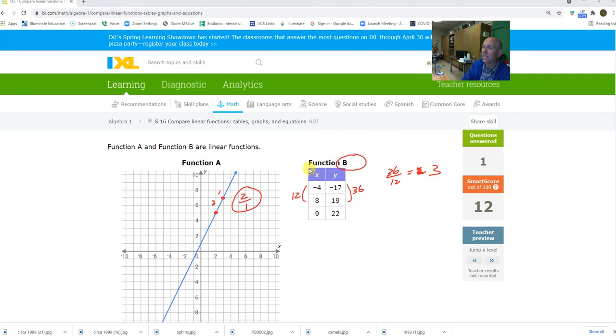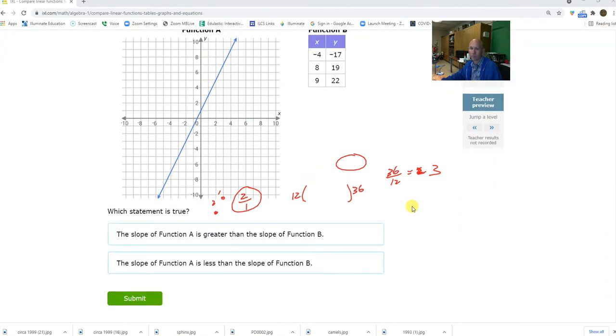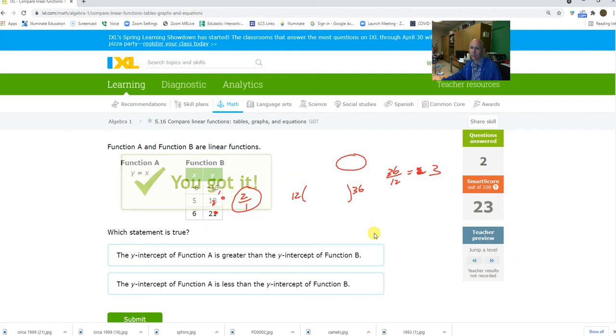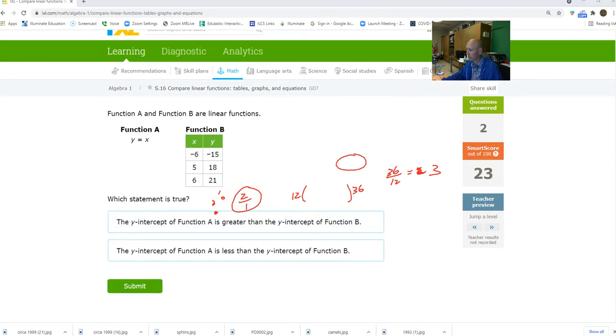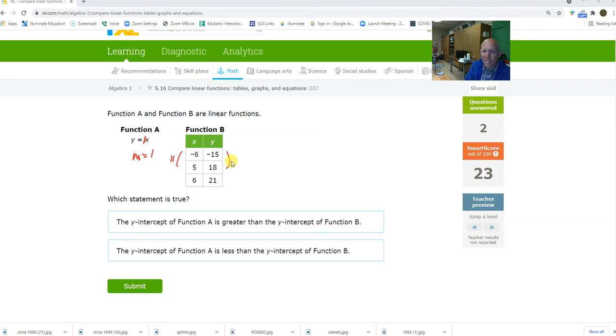So who's bigger? B is bigger. A is greater. A is less. Okay, the slope here is 1. -6 to 5 is 11. -15 to 18 is a 33. So it's 33 over 11, so it's 3. So B is bigger, A is less. So it's this one right here.